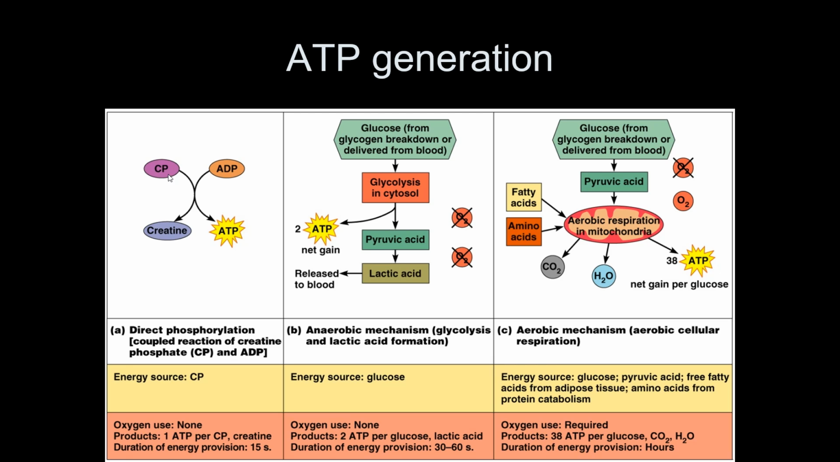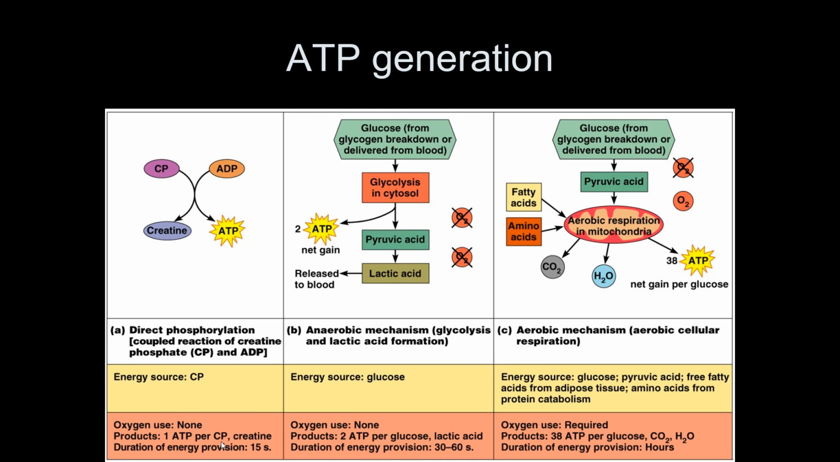Creatine phosphate is a creatine molecule with a phosphate attached. Whenever you spend an ATP, you release an ADP, which is an adenosine diphosphate. If you add a phosphate back to that, you get ATP. So during creatine phosphate direct phosphorylation, what happens is we take the phosphate off the creatine phosphate and we add it to ADP to make ATP. The byproduct that gets created with this is creatine, which your body is going to deal with.